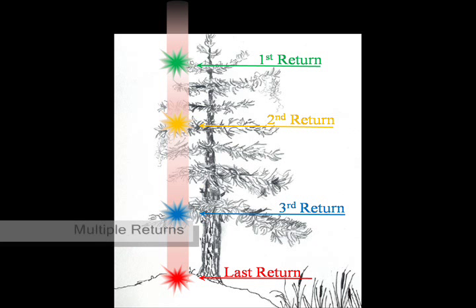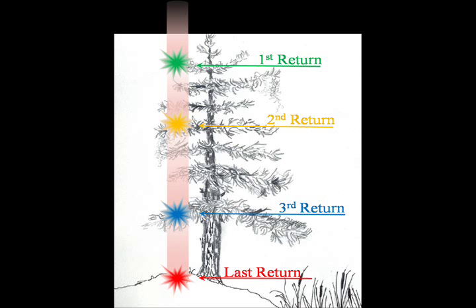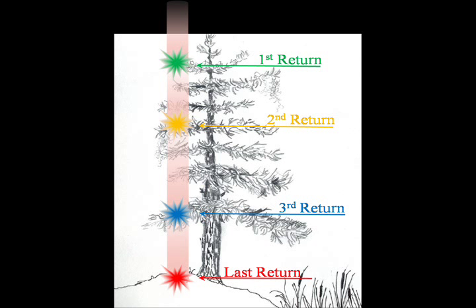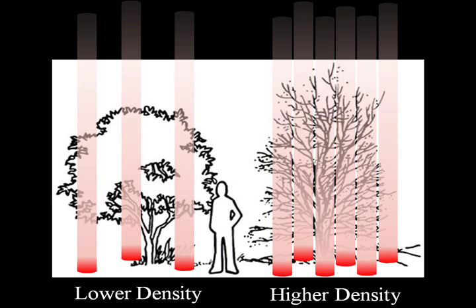Multiple return Lidar means that for each laser pulse, the detector may record more than one return. For example, in a forested area, portions of a single Lidar pulse may be reflected back as the pulse strikes the tree top, while more of the pulse is reflected back from further down, and so on, until striking the ground. The ground return is called the last return.